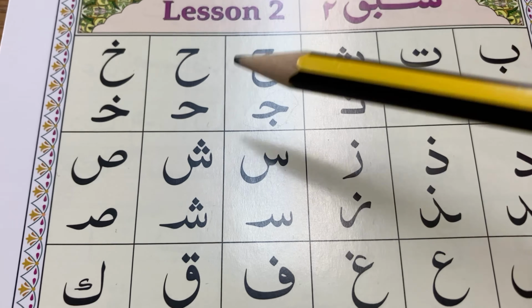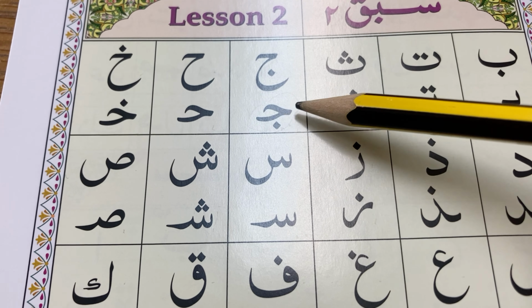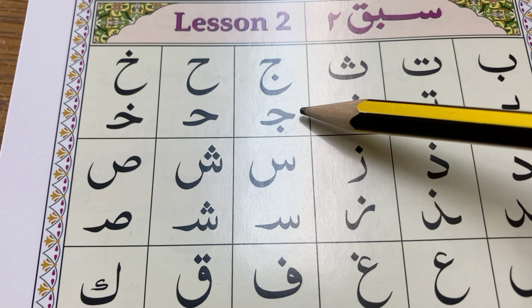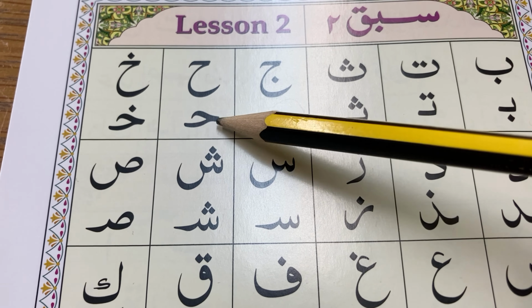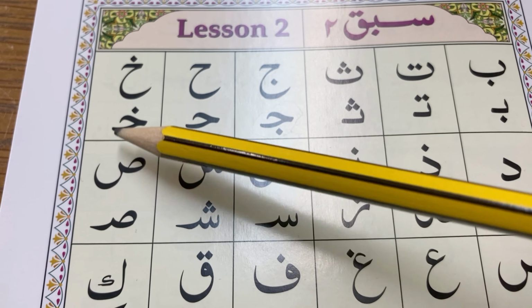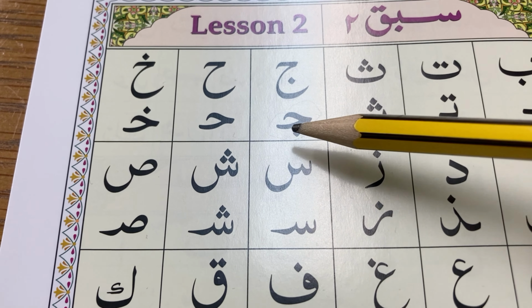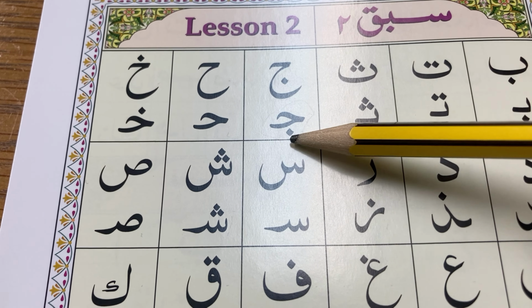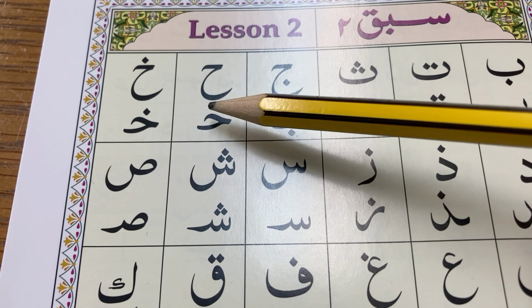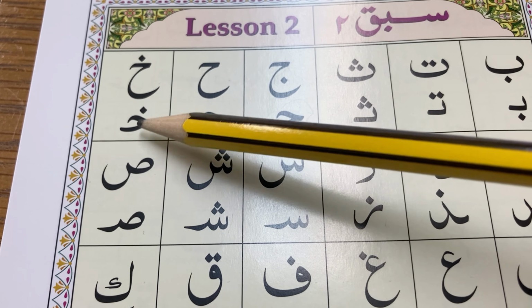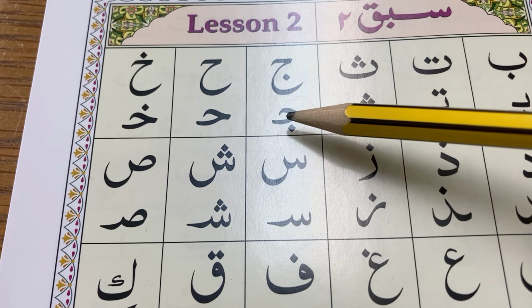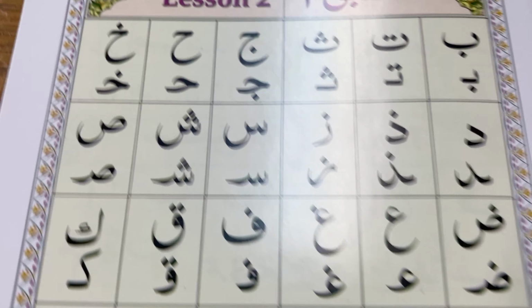This is the shape that you need to look out for, this shape here, because this is the shape of jim, ha, and kha. All 3 are exactly the same. The only difference is the dots. So jim has a dot at the bottom, ha has no dots, and kha has a dot at the top. So you really need to familiarize yourself with this shape.